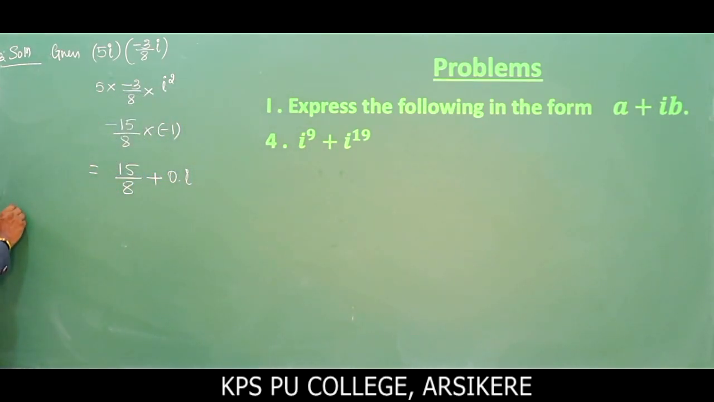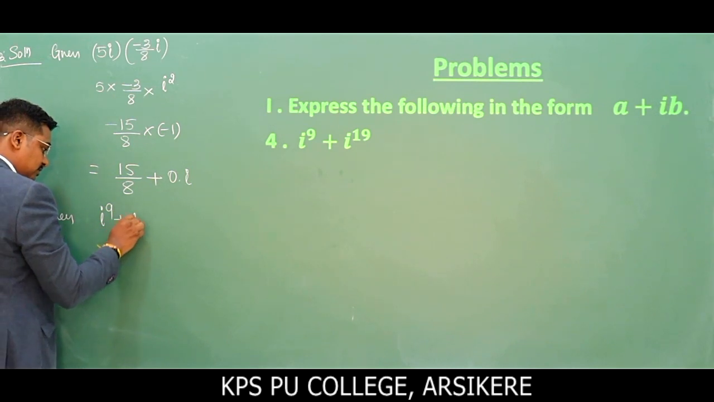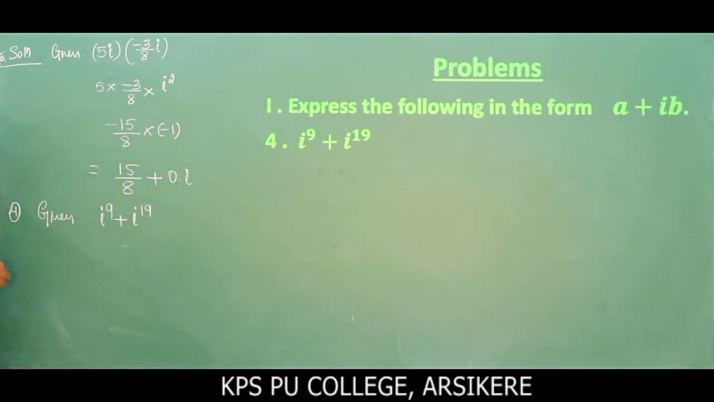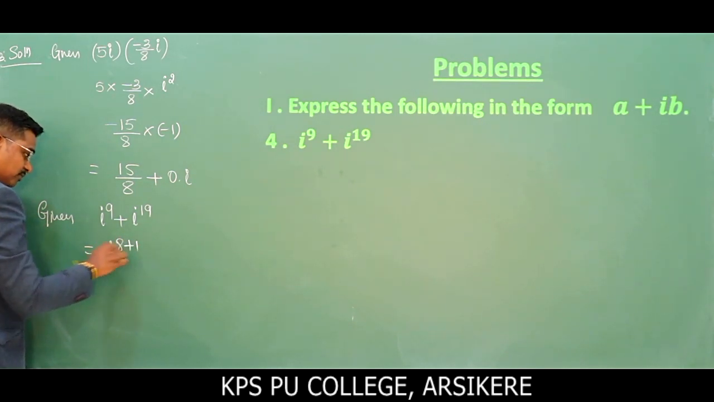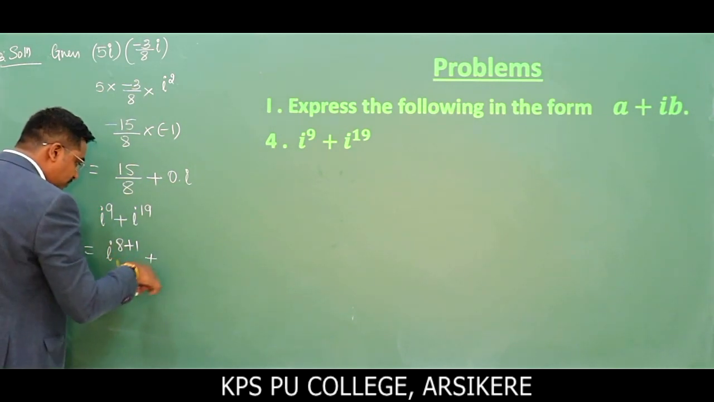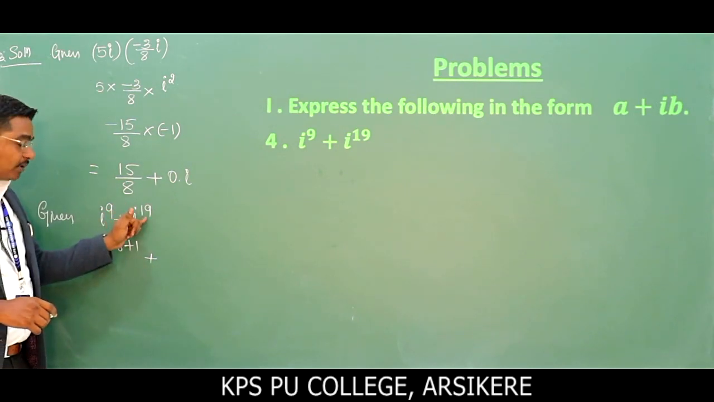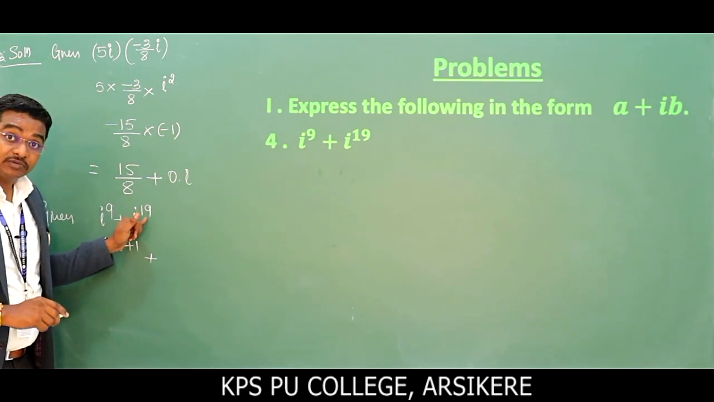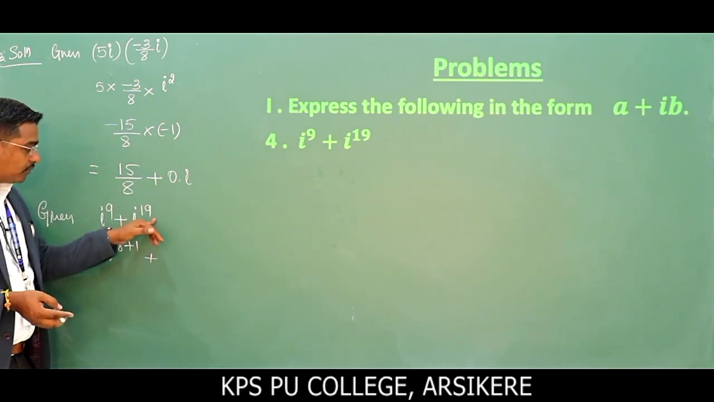Okay, problem number 4. Given i power 9 plus i power 19. This can be written as i power 8 plus 1, since 9 can be split as 8 plus 1. Now tell me, which is the multiple of 4 near to 19? Either go with your 16 or 20. To make 20, what should we do?